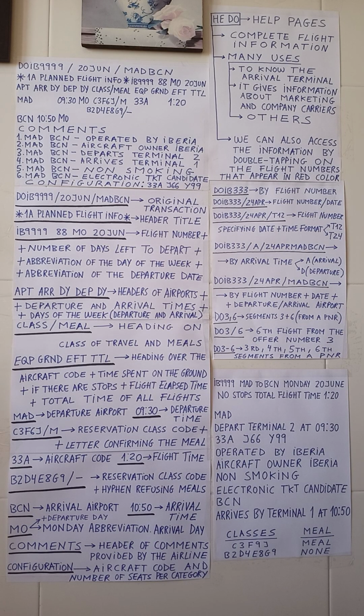If instead of the letter A we write the letter D, we are indicating to the system that we want to see the results sorted by departure time. Another transaction, DOIB333/24APR/MADBCN, is used to perform the search by reference to the flight number, date of travel, and route of travel.